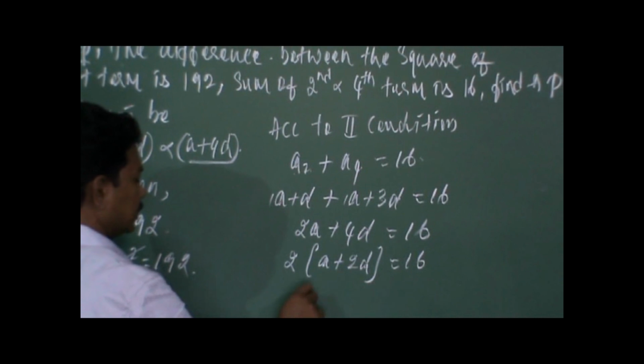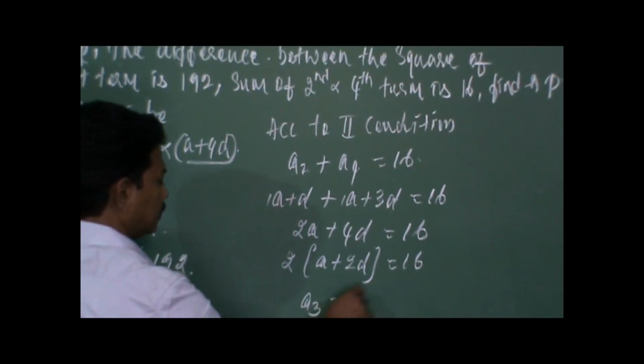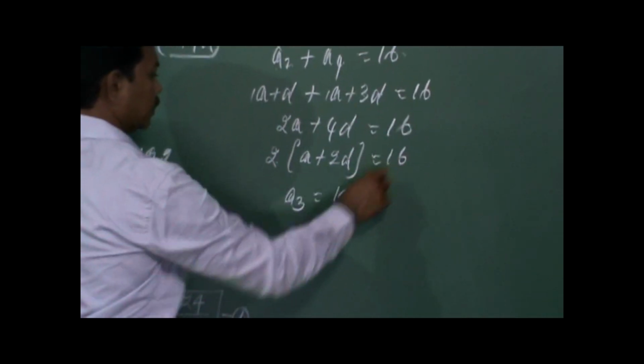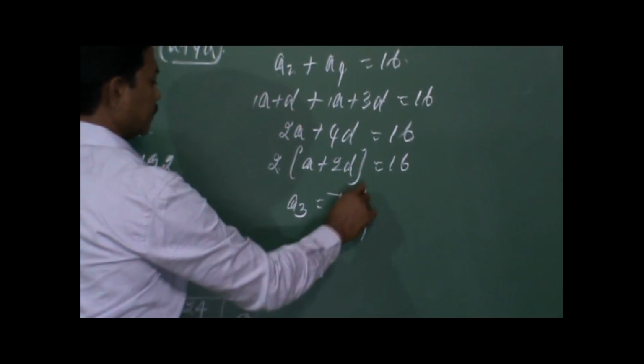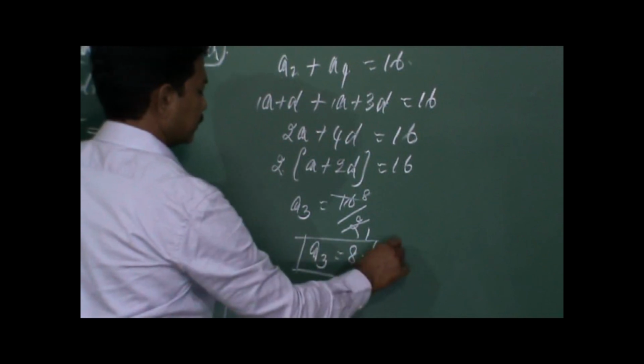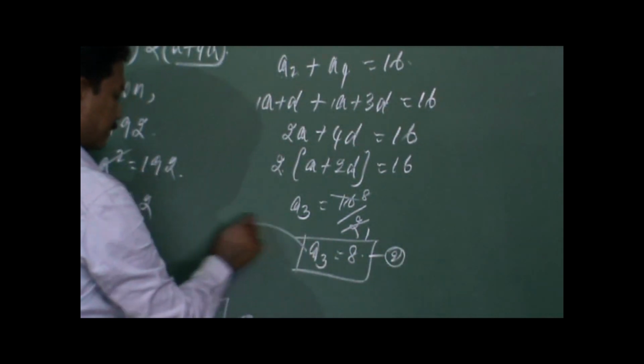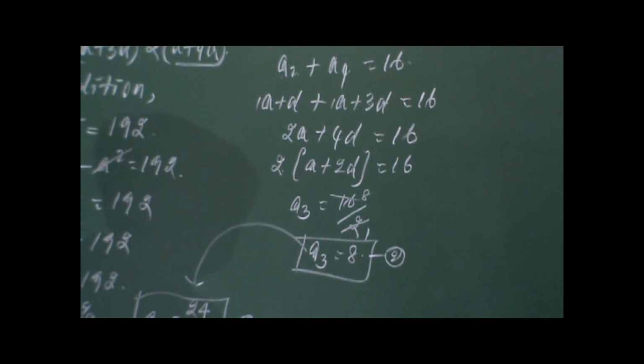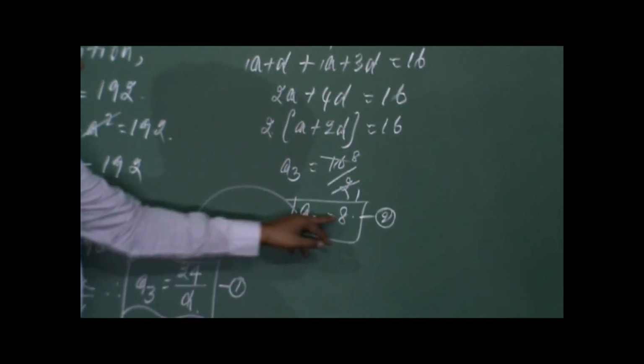So a plus 2d is nothing but a3, which is equal to 16 by 2. The 2 comes to the denominator. 2 ones are 2, 8 2s are 16. So a3 is equal to 8. Now take it as equation 2. Substitute the value from equation 2 in equation 1. So a3 value is 8.